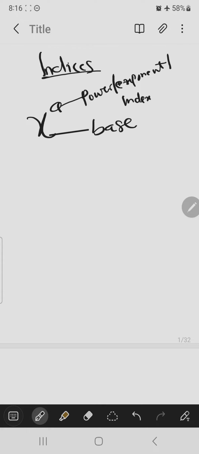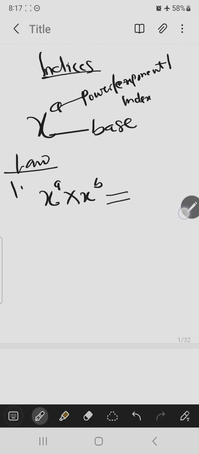So now, I would like to give you some laws, the rules that guide indices. The first one: let's say we have x to the power a multiplied by x to the power b. One thing I want you to note here is this. The moment the bases are equal and you have multiplication, you are going to add. You are going to take one base, and this one is going to be x to the power a plus b. You are going to add the powers.